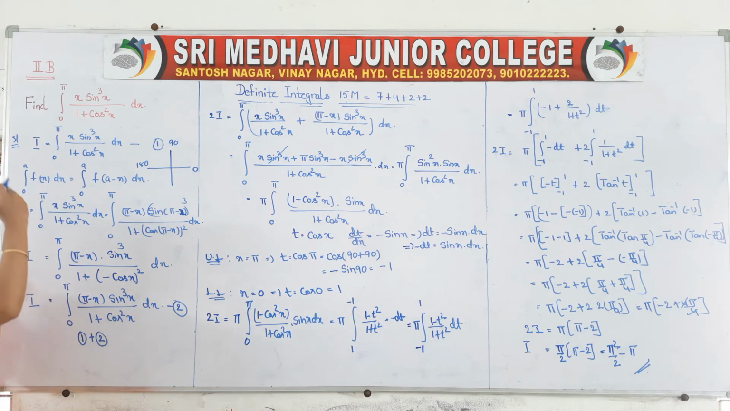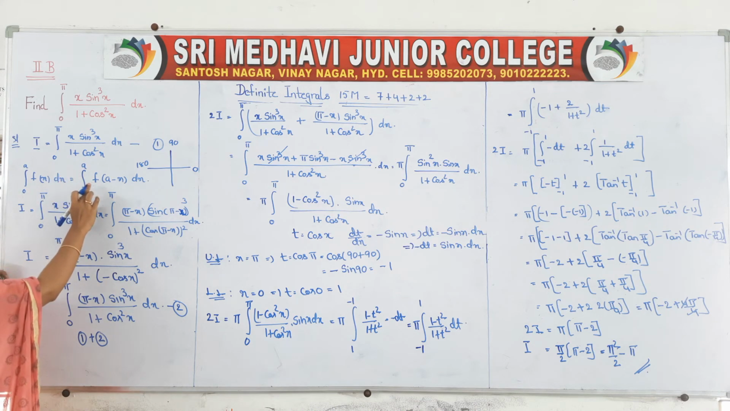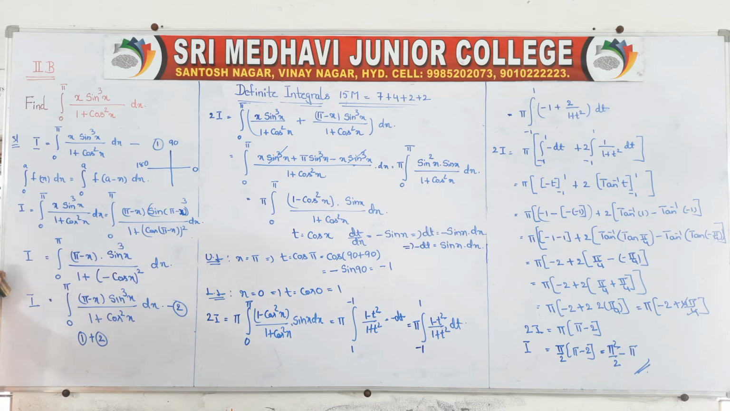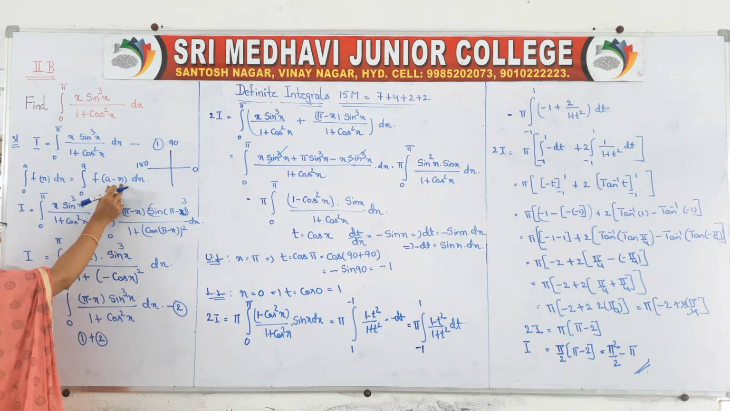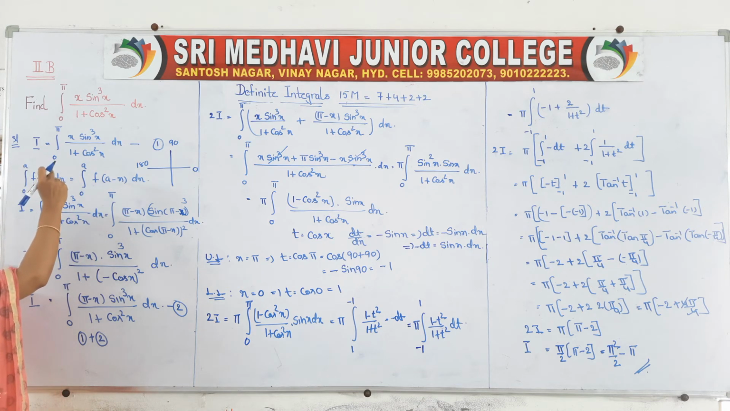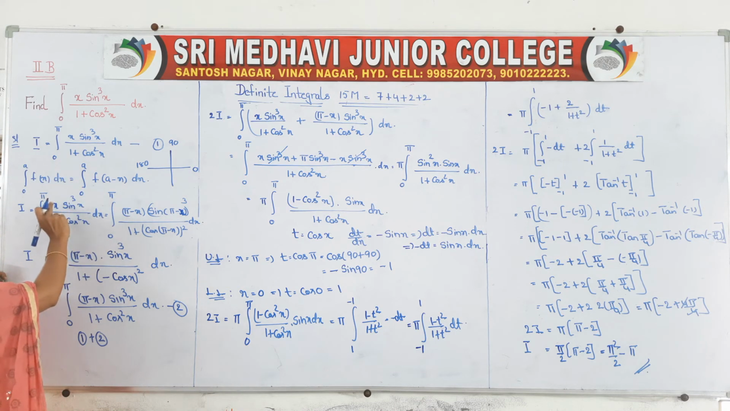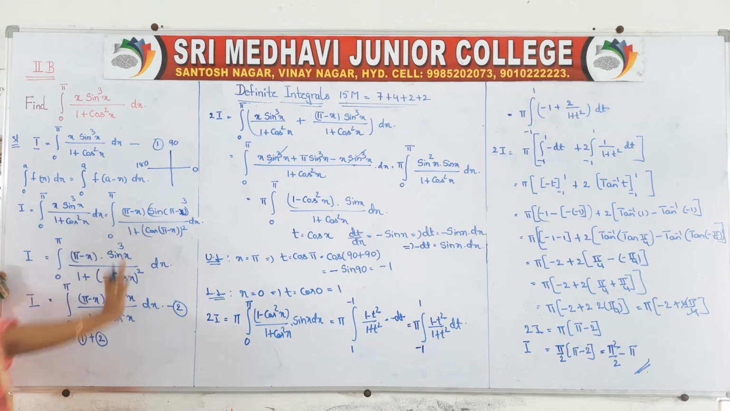So whenever 0 to a is there, we have to consider that as the first I, right? Whenever 0 to a is there, the most repeated formula is this one: integral 0 to a of f of x dx can be taken as integral 0 to a of f of a minus x dx. So wherever x is there, we will take a minus x. Here in your problem a is pi, so wherever x is there, we have taken pi minus x.